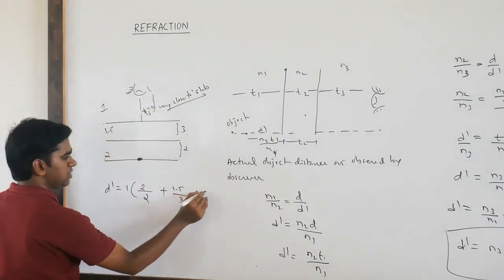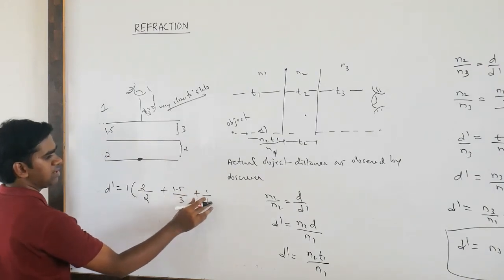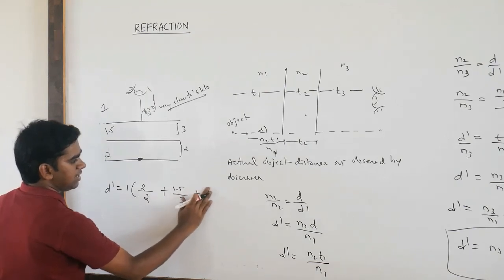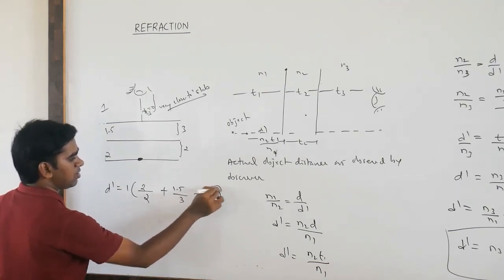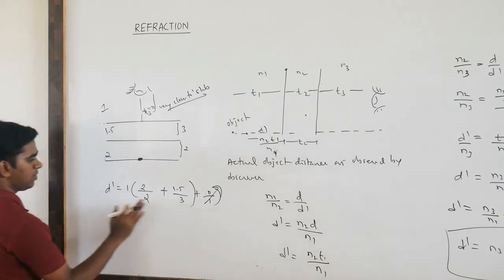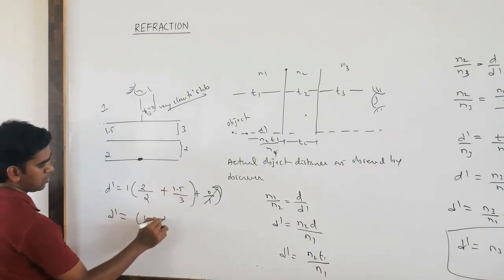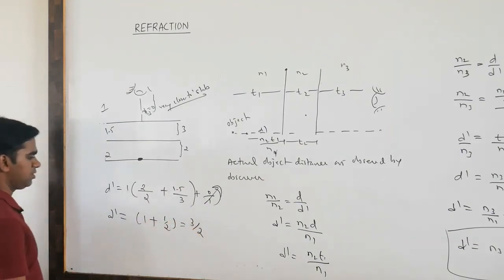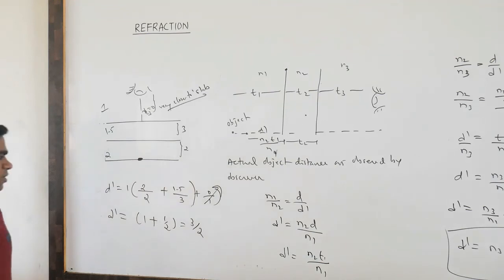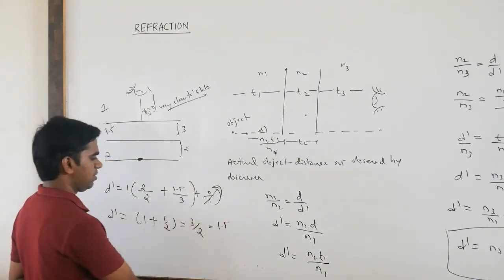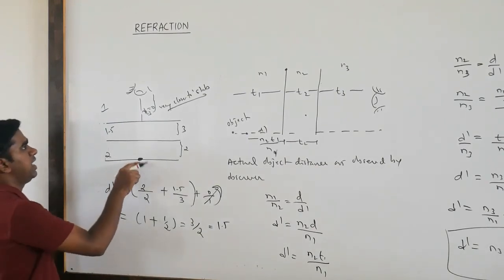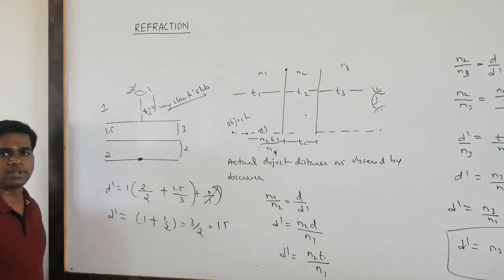Okay, so if you just multiply and divide by 1 by 1, t3 by n3, you can take it as 0 by 1, it will become 0 only. So your formula will become only this much. So d dash will become 1 plus 1 by 2, that is nothing but 3 by 2. 3 by 2, or 1.5, is the apparent distance of the object as observed by the observer.